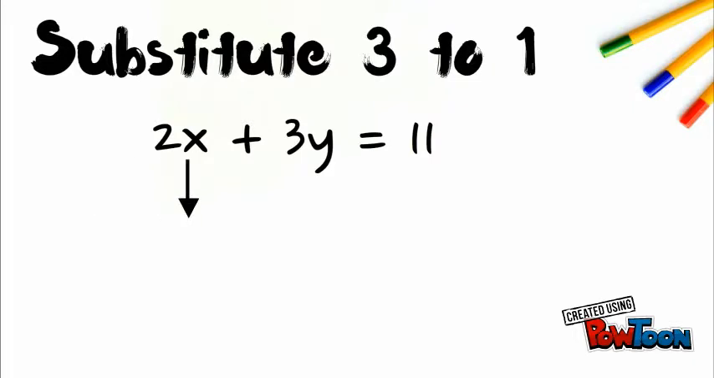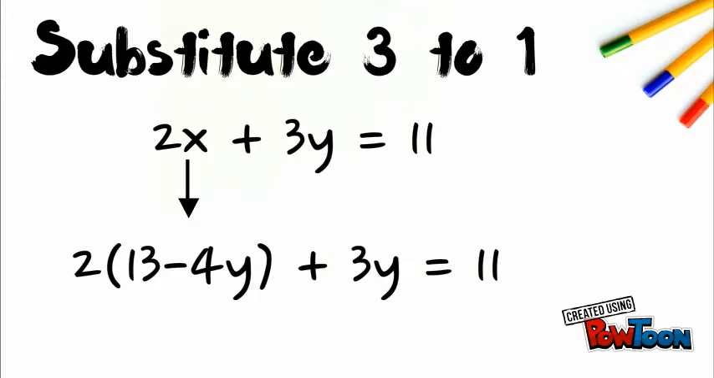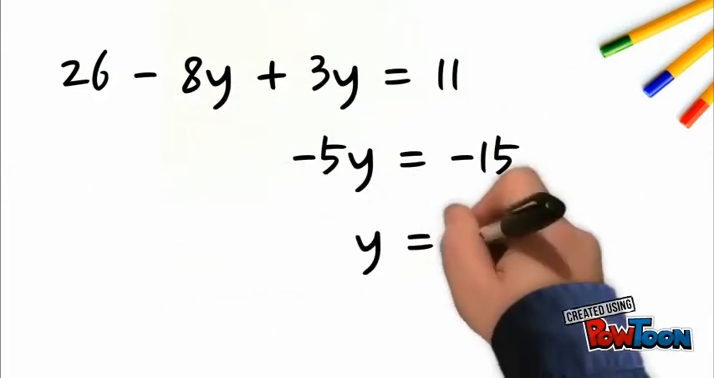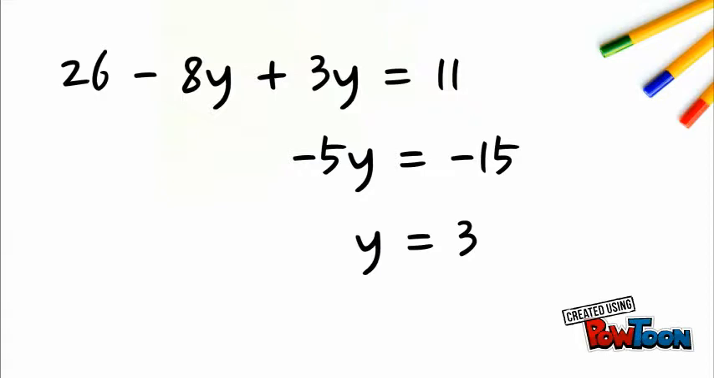So does that mean we'll get 2 bracket 13 minus 4y close bracket plus 3y equals 11? And then by expanding the bracket, I'll get 26 minus 8y plus 3y, which equals 11, which will result in minus 5y equals negative 15. And then I can easily find y equals negative 15 divided by negative 5, which is equal to 3.